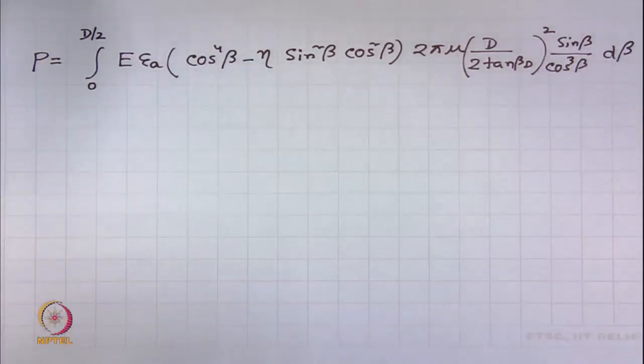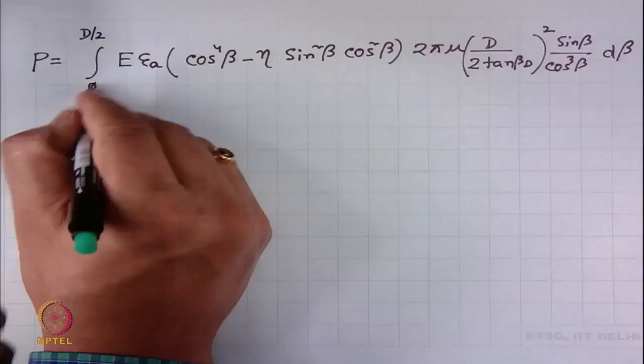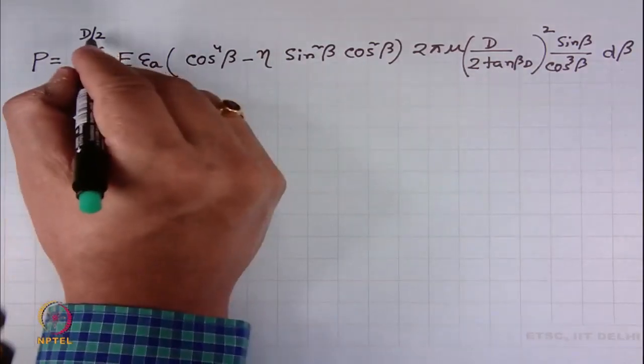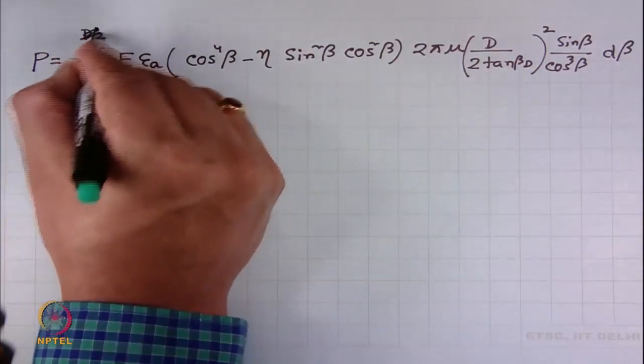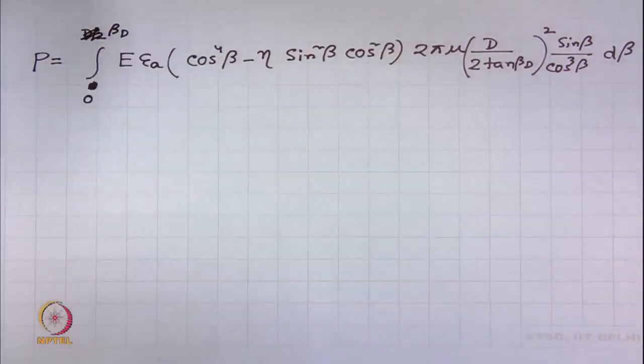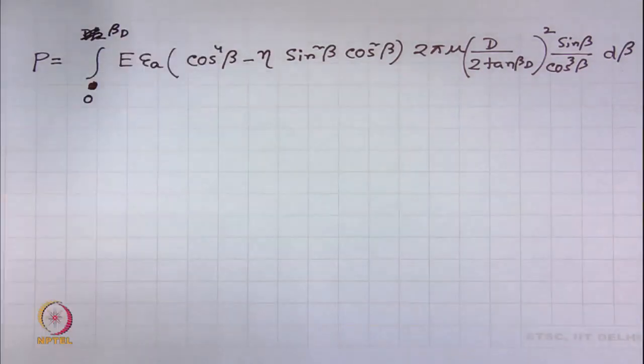When r is equal to 0, this will be 0. And when r is equal to d by 2, the angle will be beta d. So, the limit will change from 0 to beta d.